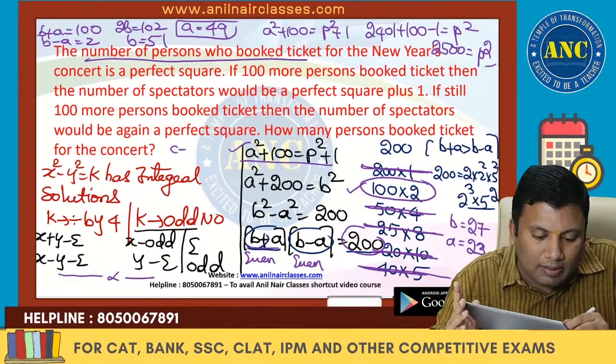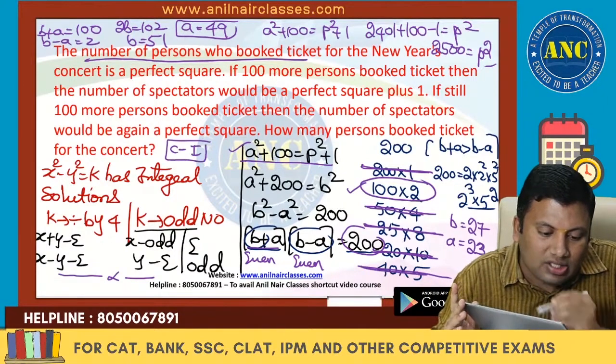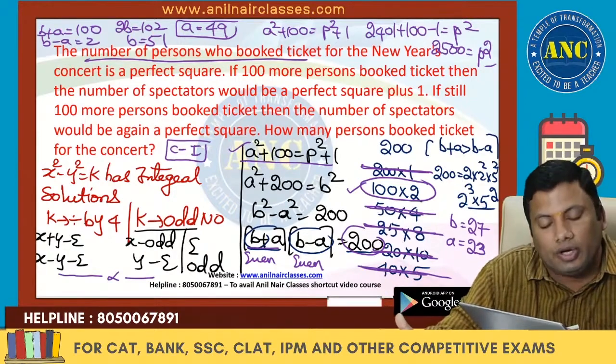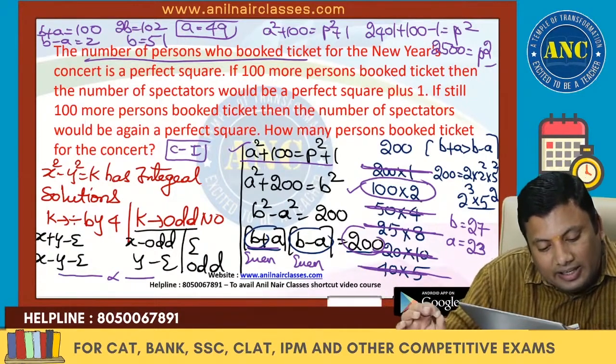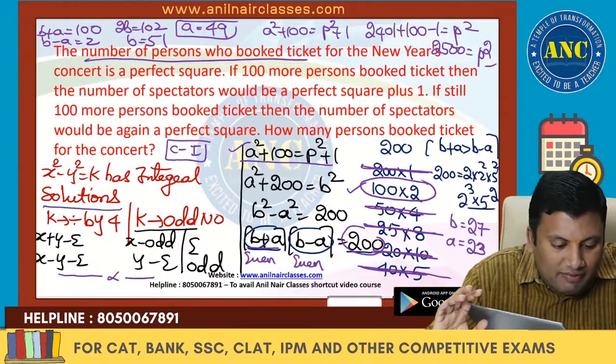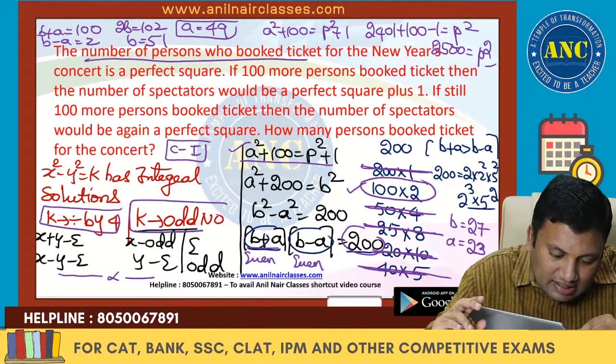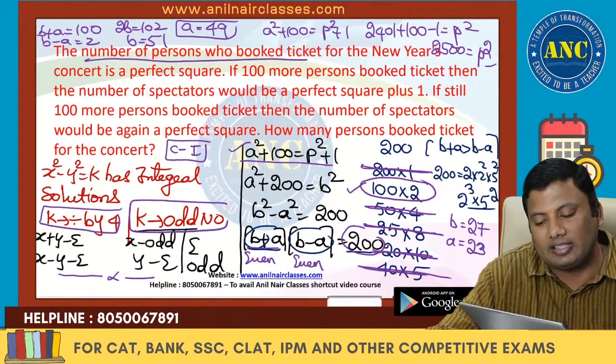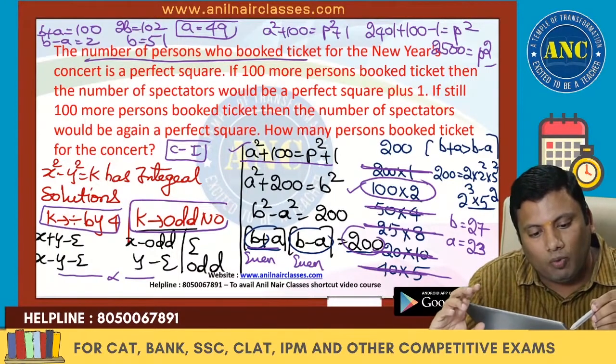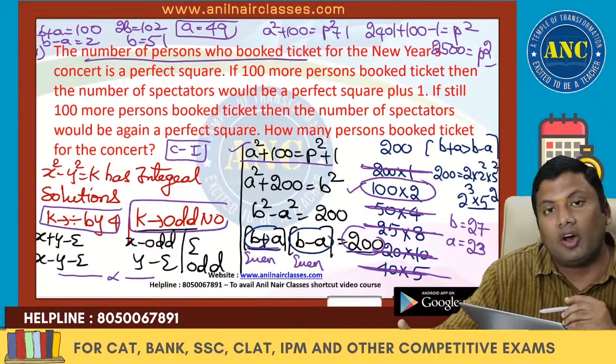What is the concept used in this question? x square minus y square equivalent to k. This equation has integral solutions only if the right hand side is divisible by 4 or is an odd number. Question number 1, I hope it is clear along with the concept.